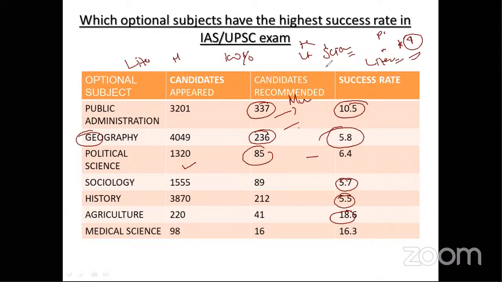So those subjects which are more demanding and where material is present, like geography, public administration, political science, the number of candidates applying is more, and success rate is very less. But again, if you are interested in this subject and you have very good material available and you understand this subject very well, then obviously choose the same subject.